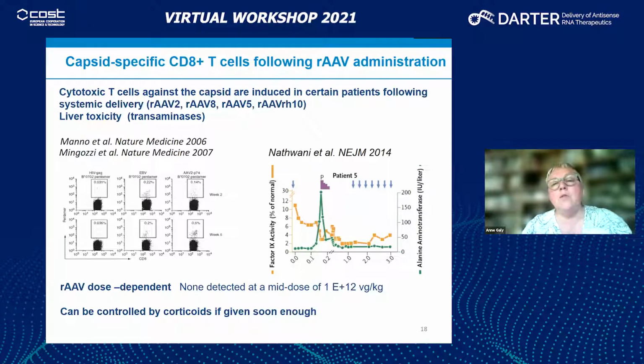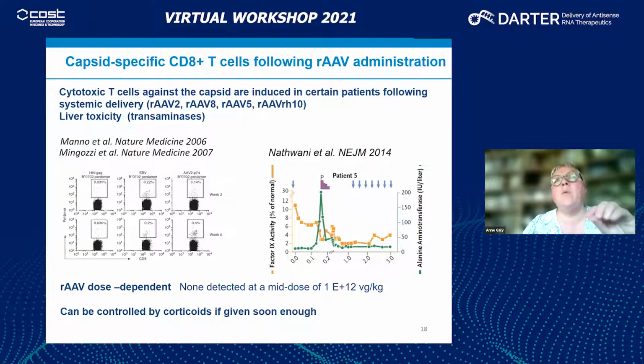And clearly this was found again in a hemophilia clinical trial by Amit Nathwani, a little bit more recently, where he could correlate at the same time the liver toxicity, with transaminase elevation, with the appearance of capsid-specific CTLs. So this is really problematic, of course, and it can be controlled by corticoids.